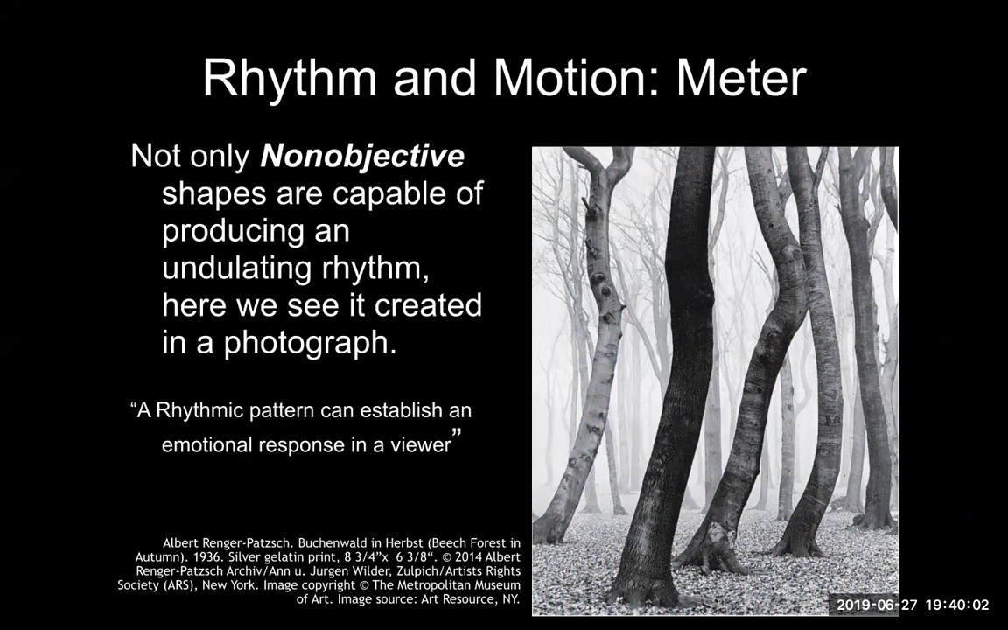You can have non-objective rhythm, like we saw on the previous slide, but organic, natural shapes are capable of producing a rhythm, as in this photograph of a tree forest. All of these shapes are similar, and they seem to undulate, and they seem to have a sense of rhythm.